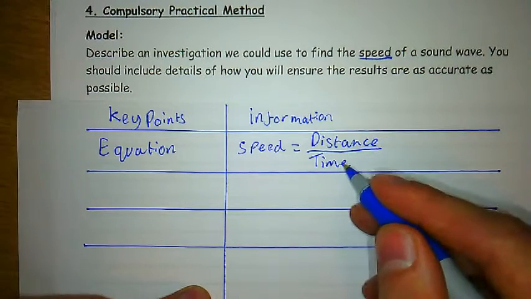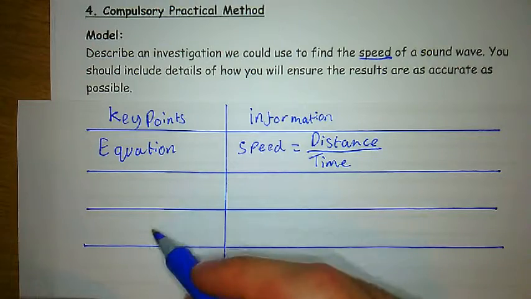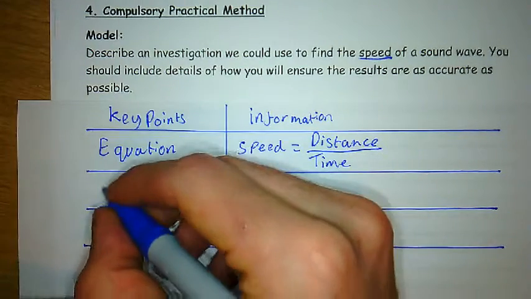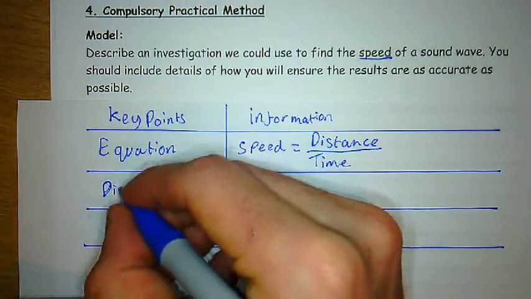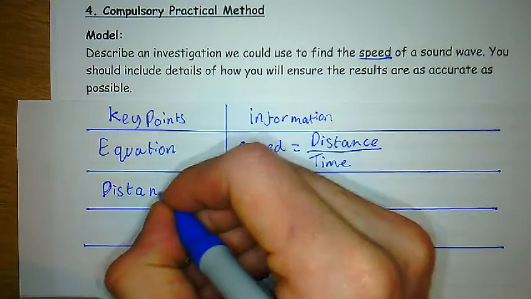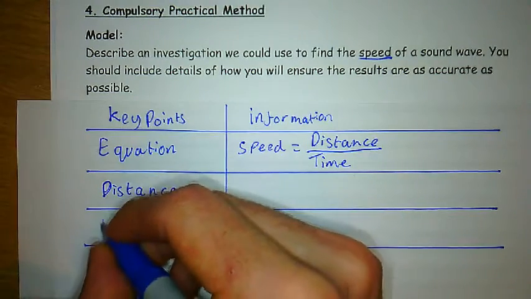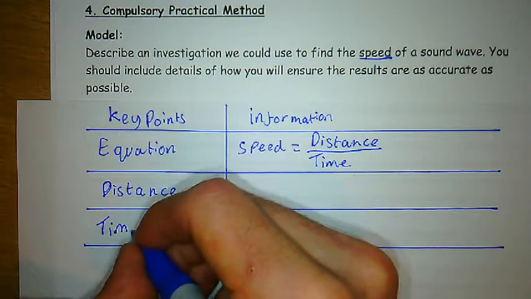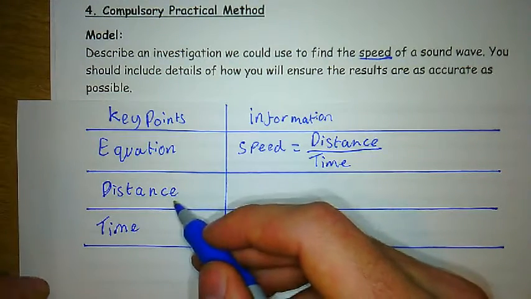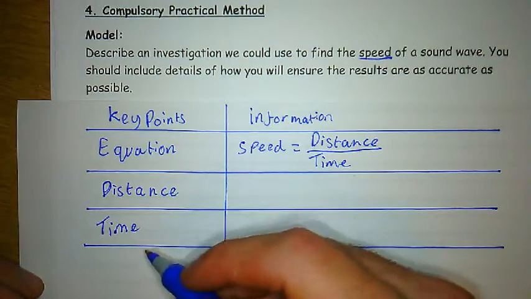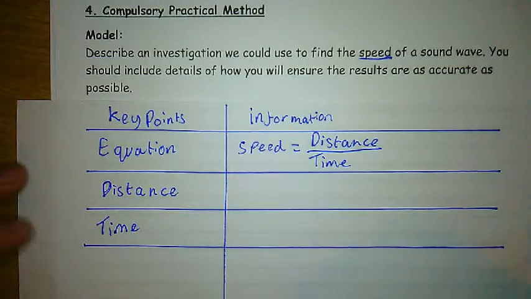And that, as we know, is then going to inform our next two key points. So we're going to do distance and time. And that's telling us we need to know how am I going to measure the distance, how am I going to measure the time. Right.